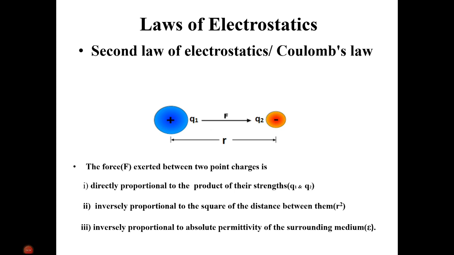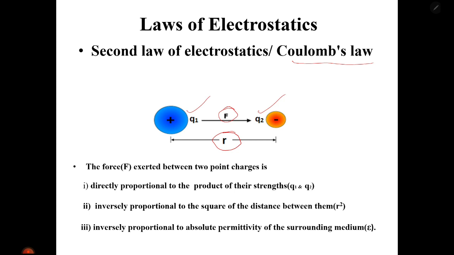Next is the second law of electrostatics, which is also known as Coulomb's law. To understand Coulomb's law, we consider two charges, Q1, which is a positive charge, and Q2, which is a negative charge, separated by a small distance r. There will be a force of attraction between them, that is F.